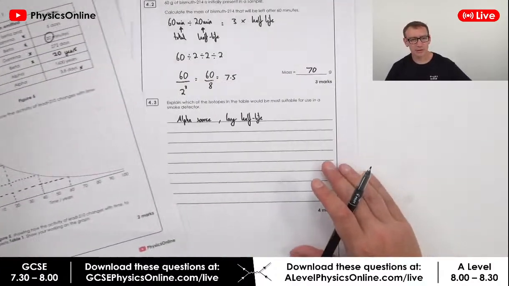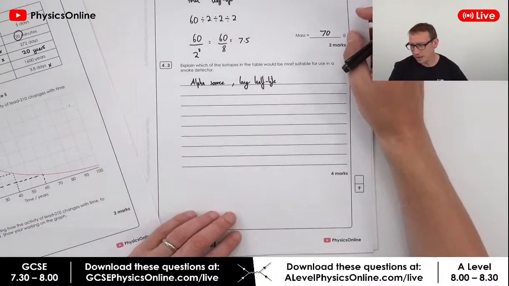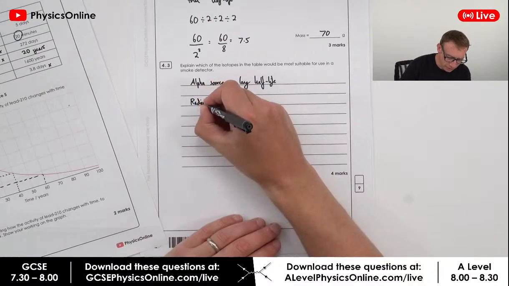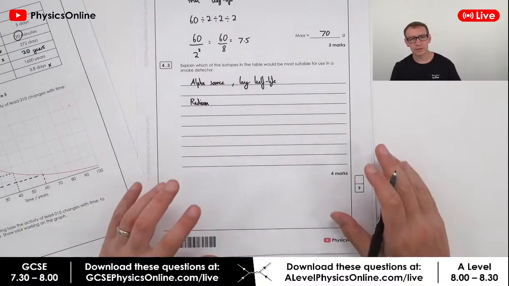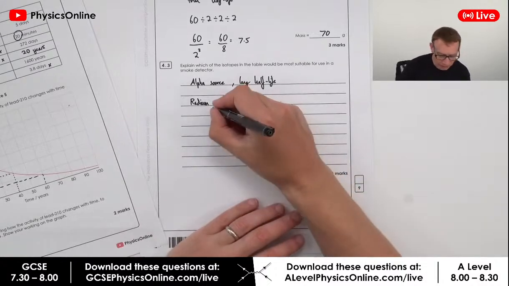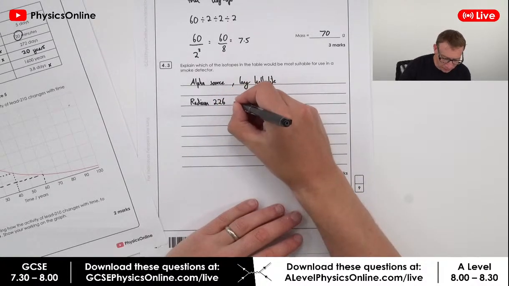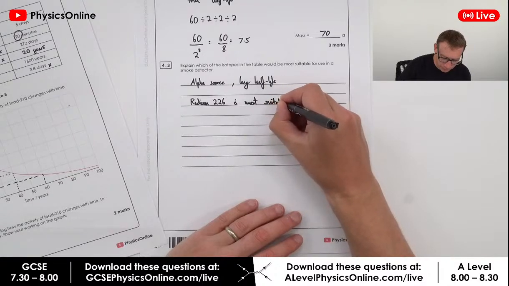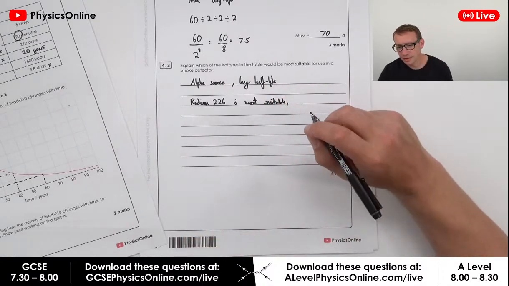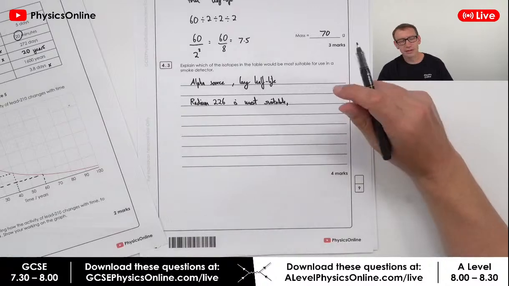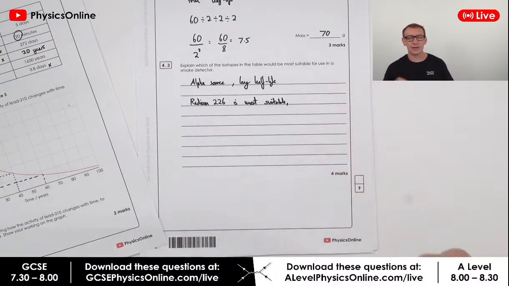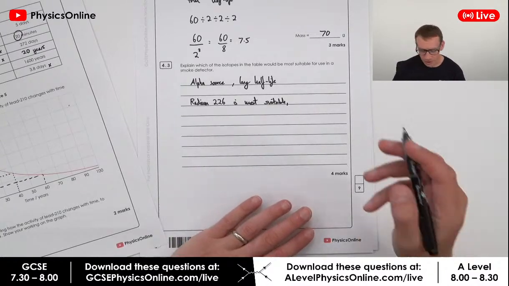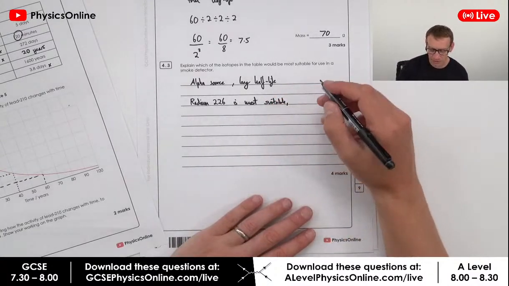So in order to get the marks for this, you effectively have to just state the obvious. Basically state which one out of all of these sources is going to be most suitable. So radium-226 is most suitable. And then of course we need to explain. And yeah, part of it is the fact it's got a long half-life, and that means the activity is going to stay fairly constant.